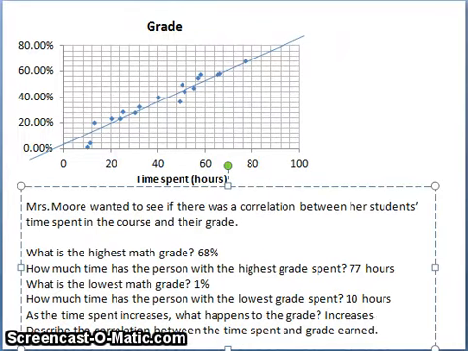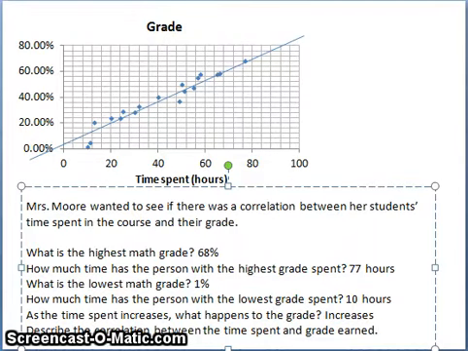Overall, obviously that's not true for every single person here, right? There are some people who are spending a lot of time, like this person here is spending more time than other people perhaps, but their grade is lower. Like this person is spending less time but has a higher grade than this person. So that's going to happen. But overall, the data goes up, right? This line has a positive slope. So as the time spent increases, the grade increases as well.